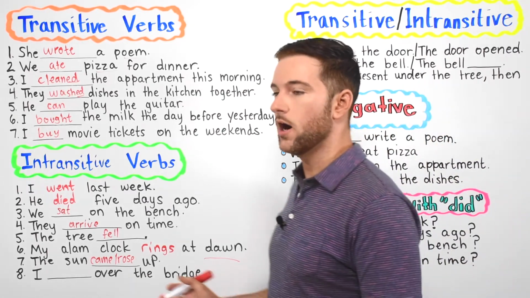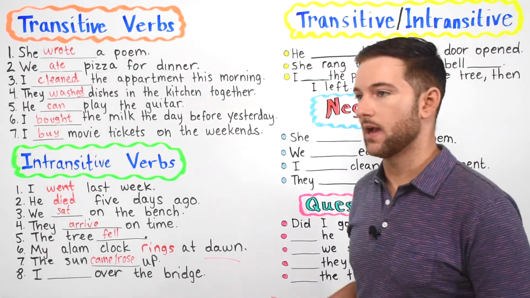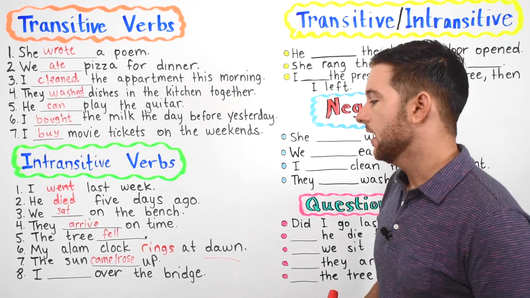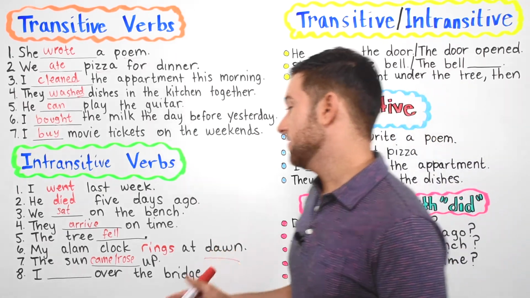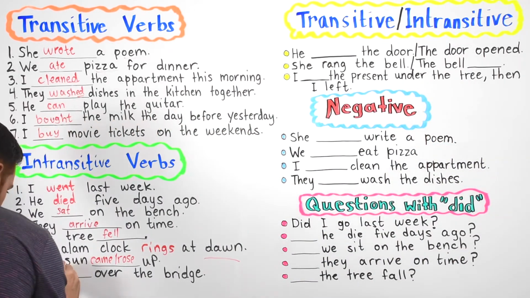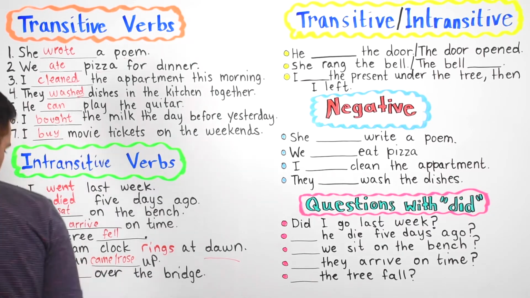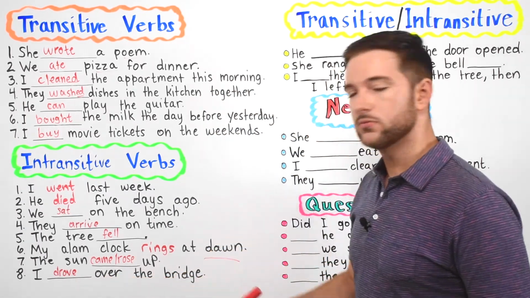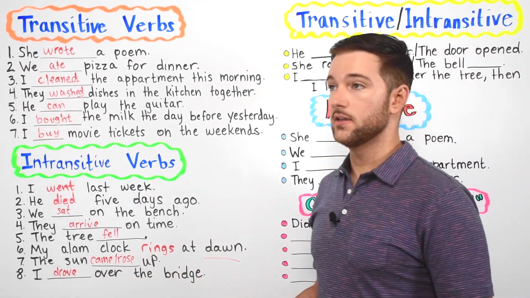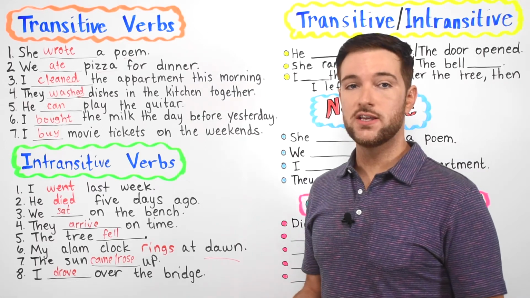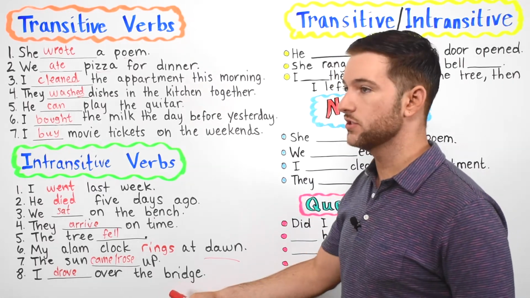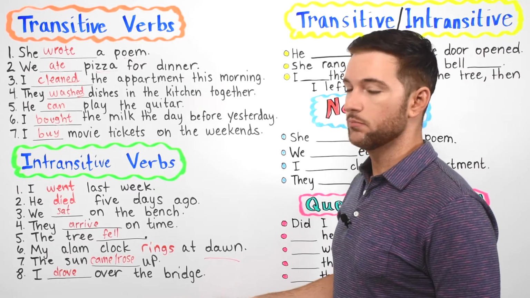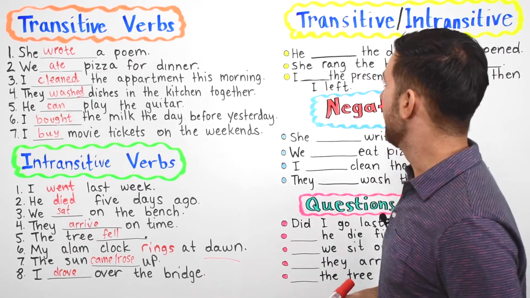I walked over the bridge. Okay, marcher, right? To walk. You could say drove. I drove, j'ai roulé over the bridge. Okay, sur le pont, right? I drove over the bridge. J'ai roulé sur le pont. Okay, because a bridge is pont en français. All right.